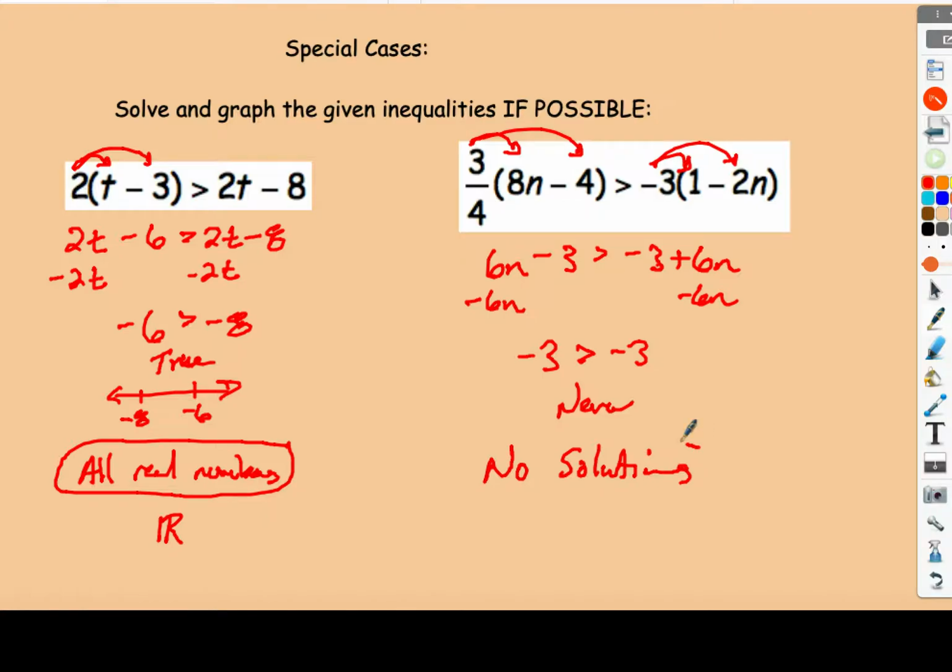Be careful. Again, if your variables disappear, make sure that your statements can still be true. If they're still true, then it's an all real numbers answer. Any t would make that true. If they're not, then it's no solution.